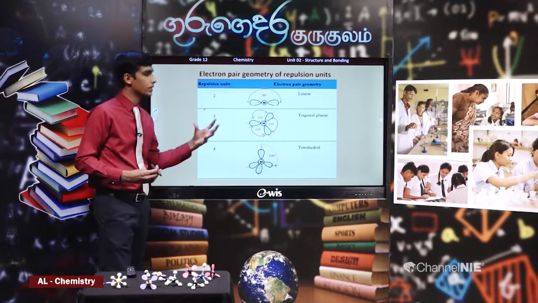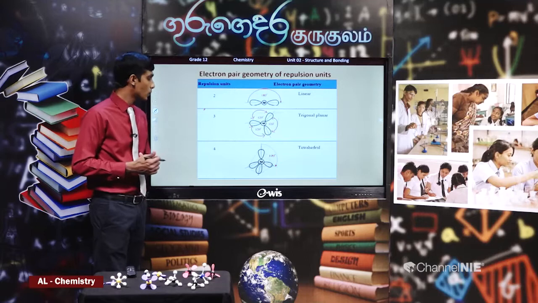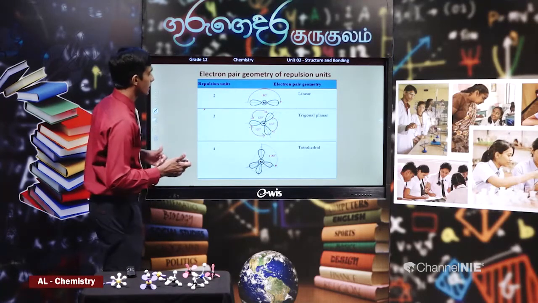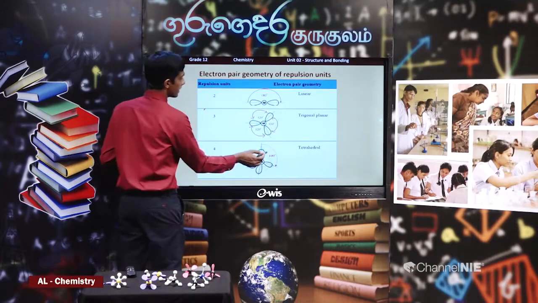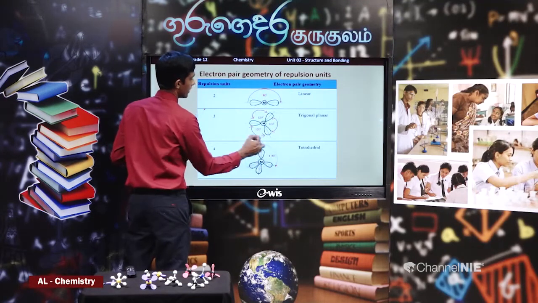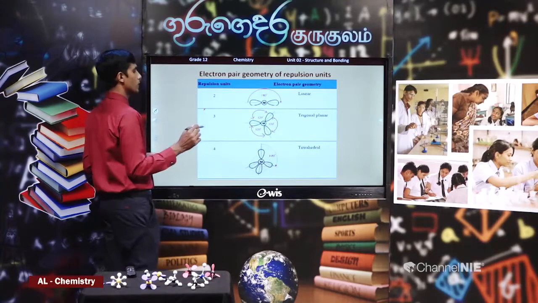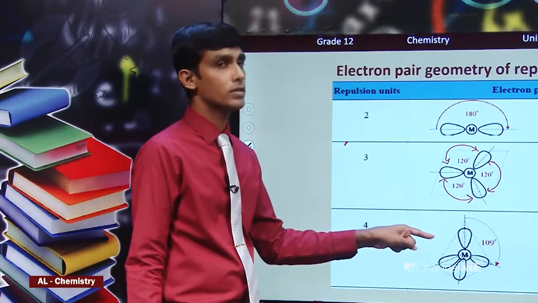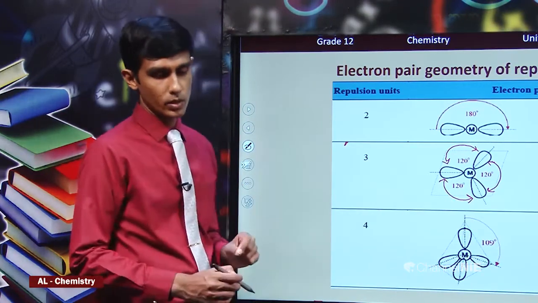When you have four VSEPR pairs, those four will be arranged so that repulsions are minimum. That arrangement is called the tetrahedral arrangement. Tetrahedral arrangement is an arrangement where the central atom is in the center of a tetrahedron. That can be shown like this.